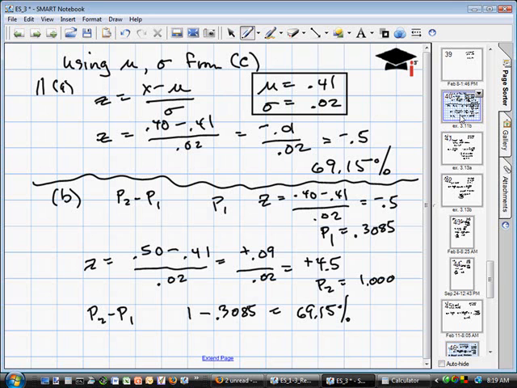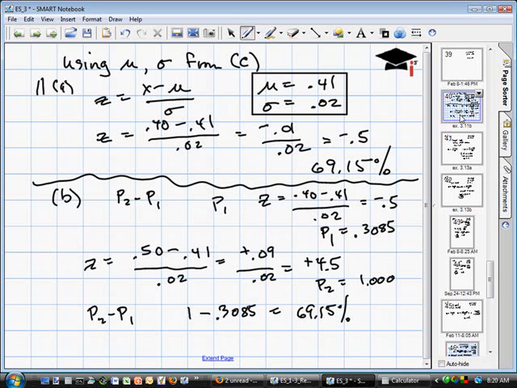I got to subtract from 100 because it wants above. Okay, so let's look it up. Negative 0.5, negative 0.5, 0.3085. Yeah. But the book wanted above, so I had to subtract 0.3085 from 1.00, and that's where I got the 69.15%. I didn't quite show that. What about the second part?